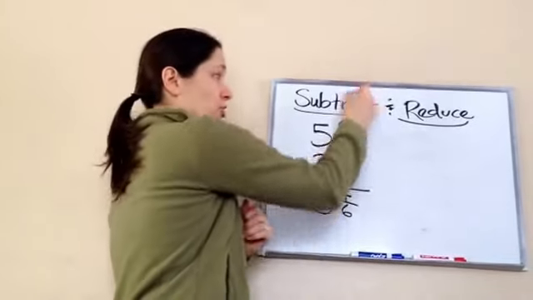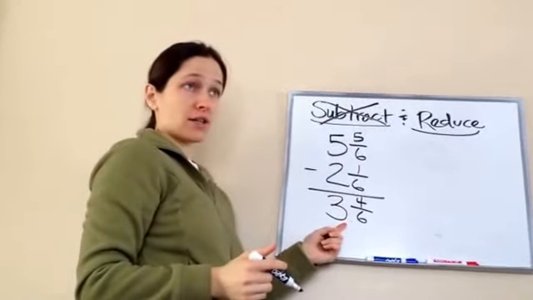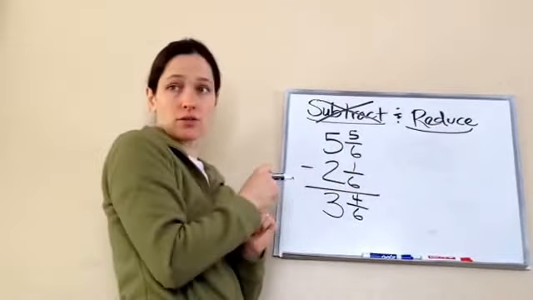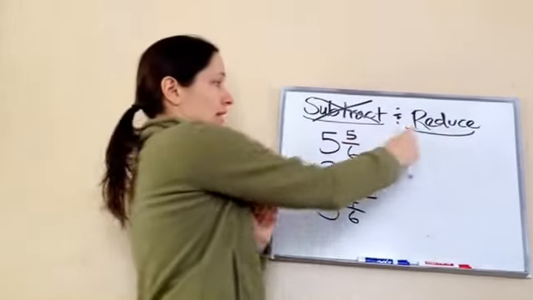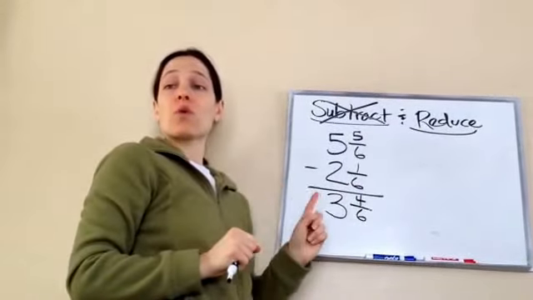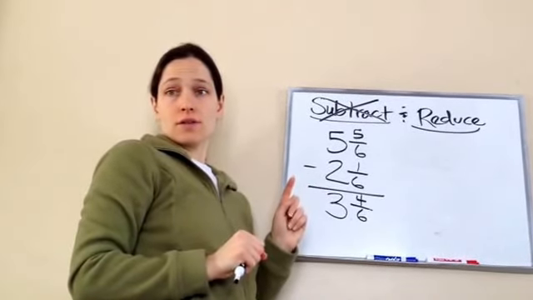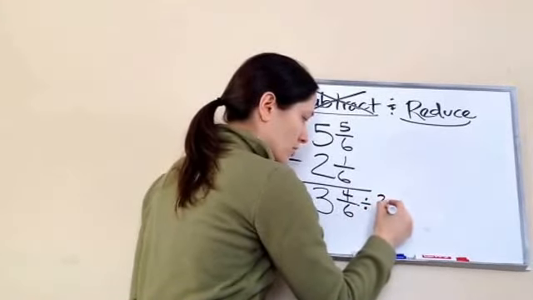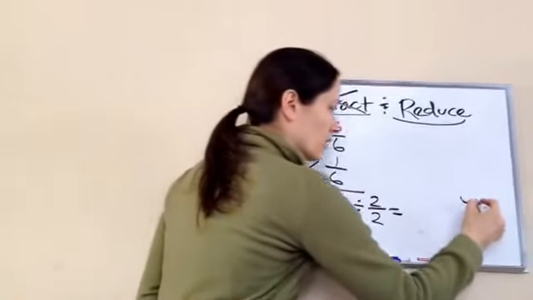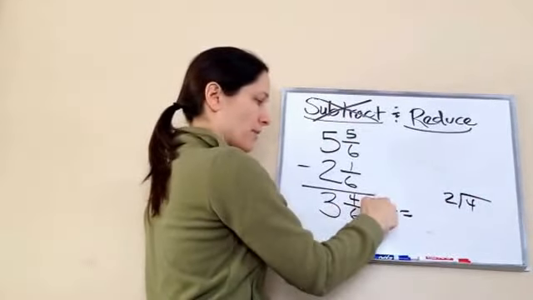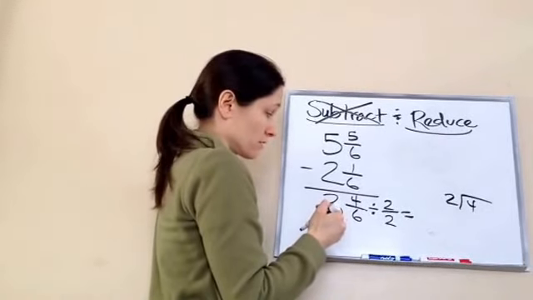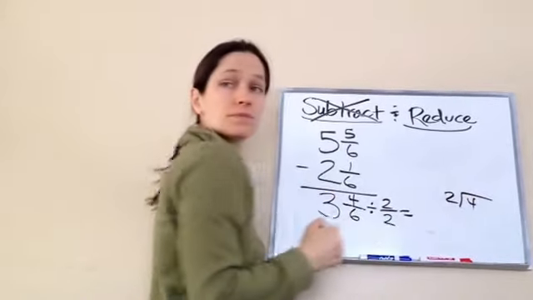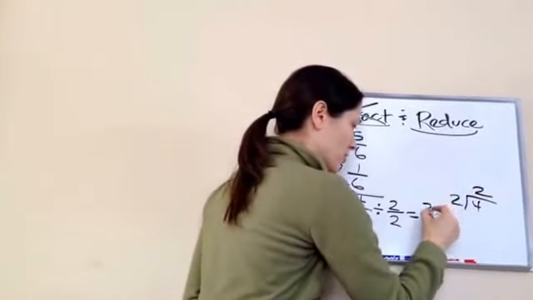Now, are we done? No, because they told us to subtract and reduce. So we subtracted and got 3 and 4/6. When you reduce, you only reduce fractions. You don't do anything to the whole number. So let's reduce 4/6. What number will go into both 4 and 6? 2 will. So watch what I do. I divide by 2 over 2. 4 divided by 2 is going to be 2. Very good. I'm going to put 2 as my answer there.